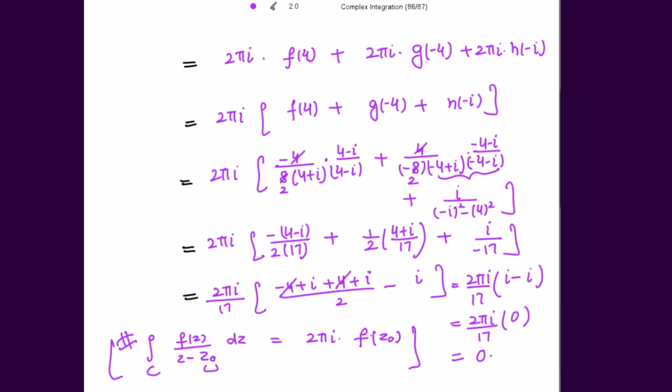So this is how we apply Cauchy's theorem for the multiply connected regions to avoid partial fractions, right?